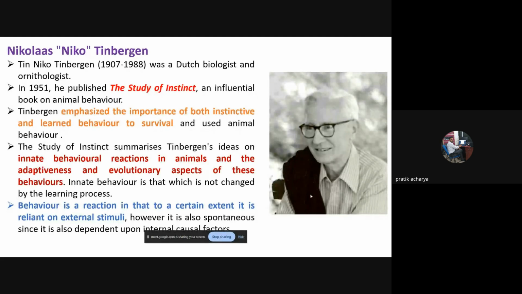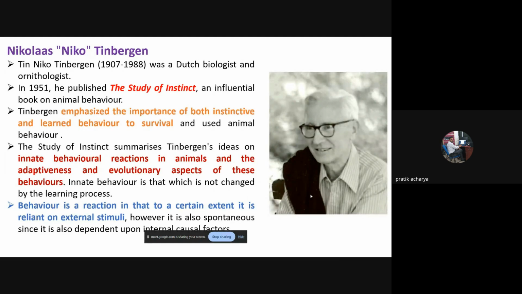Both behaviors are very important. Instinctive means the innate behavior, what we receive from our parents in the genetic inheritance pattern, and whatever behavior we learn from the surroundings. Both are very important for survival, not only the innate behavior but also learning behavior. So different kinds of behaviors are there. We'll read about it in a later part.